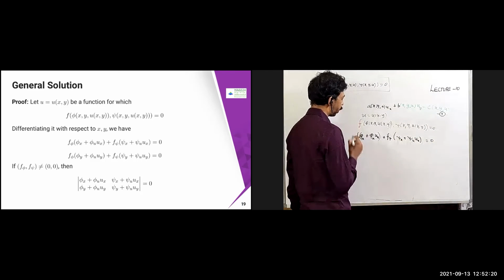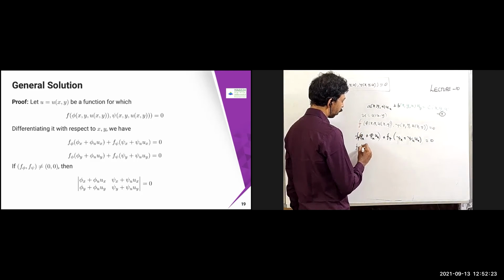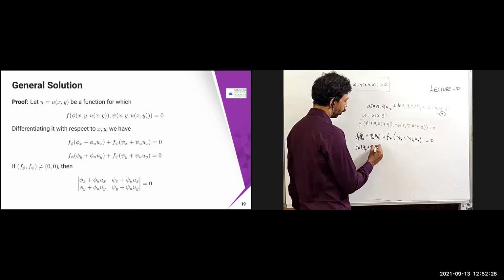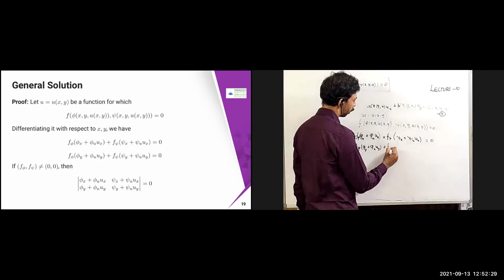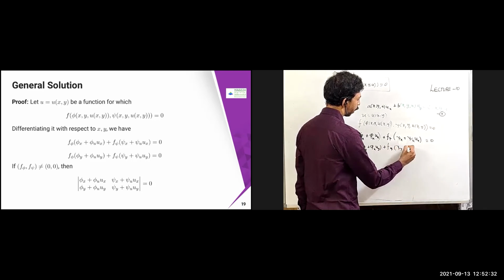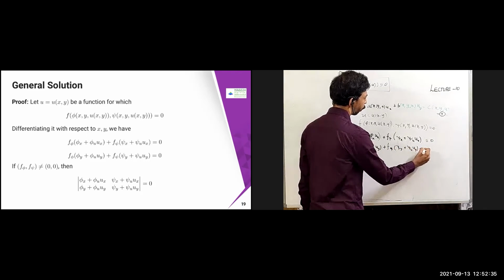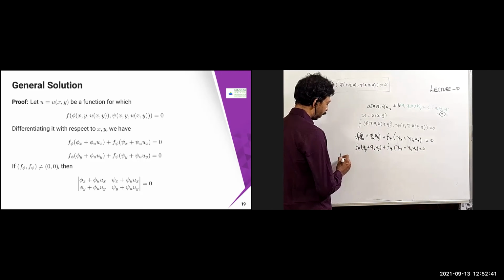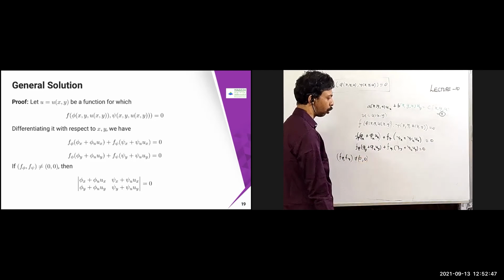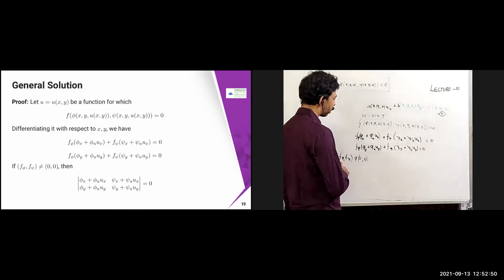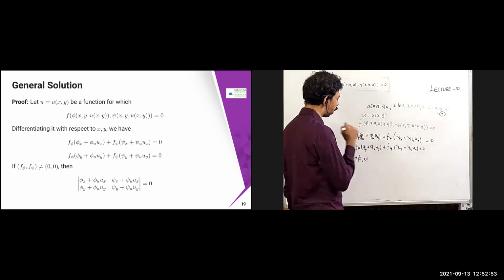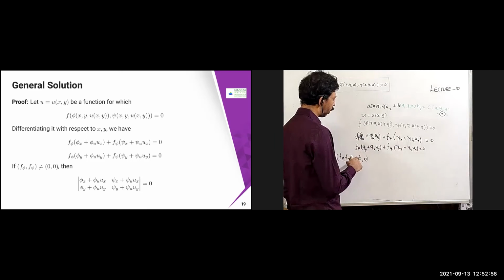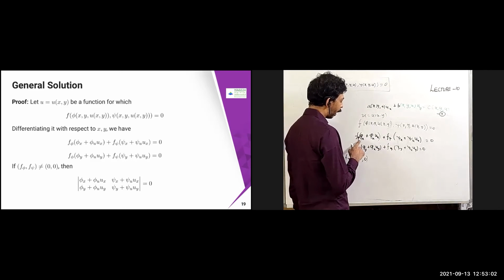Same way, differentiate with respect to y, we are going to have f pi into pi y plus pi u into uy, plus f psi into psi y plus psi u into uy. Suppose f pi and f psi are not simultaneously 0. Then that means you can solve this system. What are we going to have?